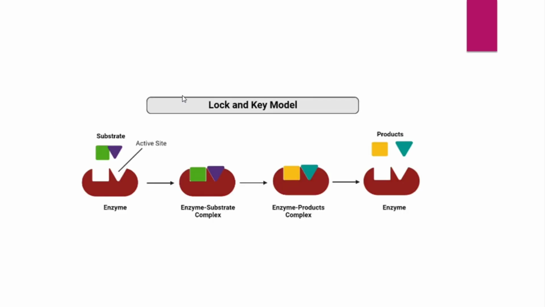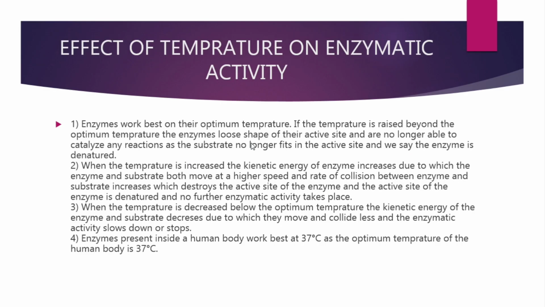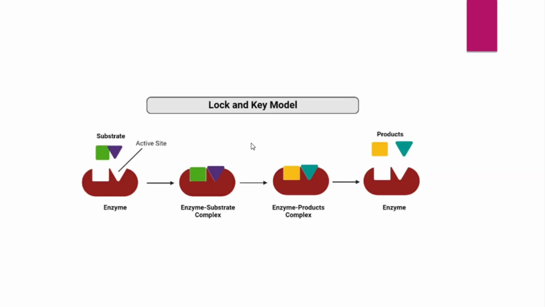We can understand this by this diagram over here, the lock and key model. As you can see over here, the red thing is the enzyme, and this green square and purple triangle together are the substrate. You can see the shape of the substrate, and you can see the active site on the enzyme. The active site is complementary to the shape of the substrate.